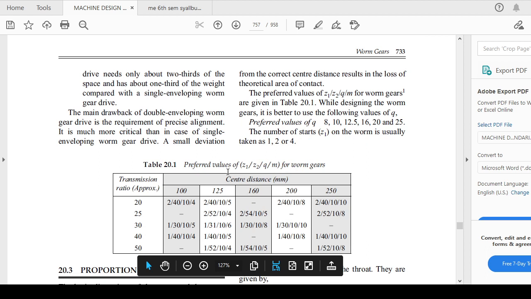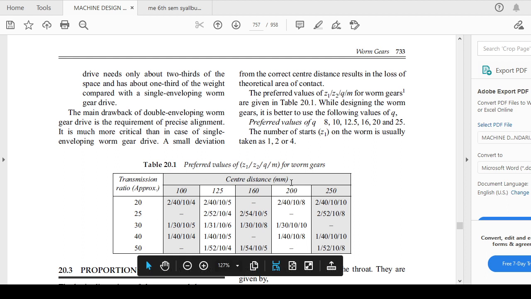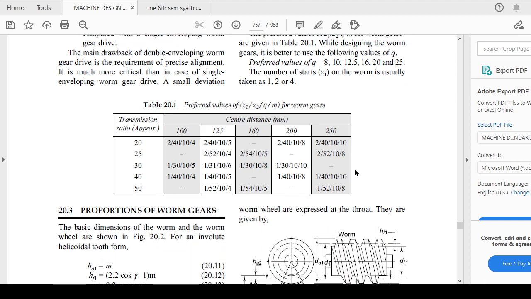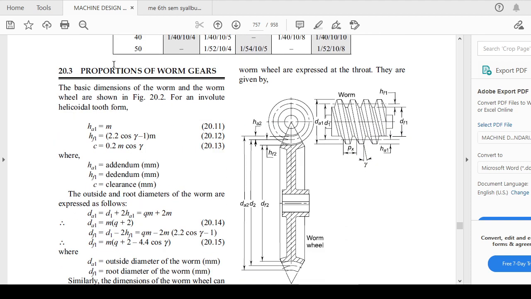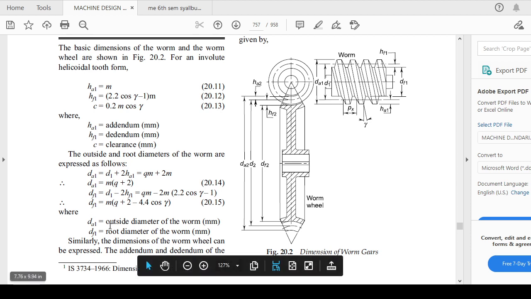Okay, so depending on these proportions, or depending on the transmission ratio, you can also find some proportions suggested for the worm gears. So these are the preferred values for different kinds of worm gears, and there are some proportions for the worm gears, which means what will be the value of addendum, it will be equal to m. What will be the value of dedendum, it will be equal to 2.2 cos gamma minus 1. And C is clearance. What will be the value of clearance? That is 0.2 m cos gamma. And similarly other values like outside diameter of the worm and root diameter of the worm, you can calculate.